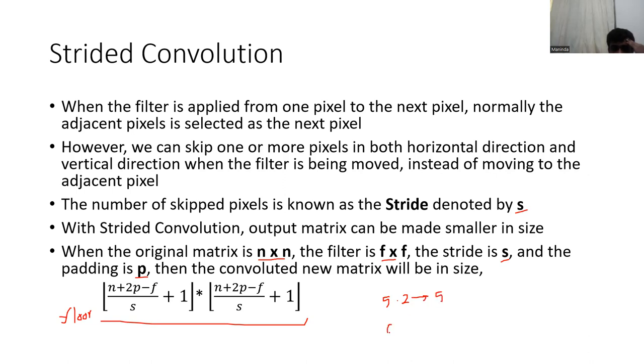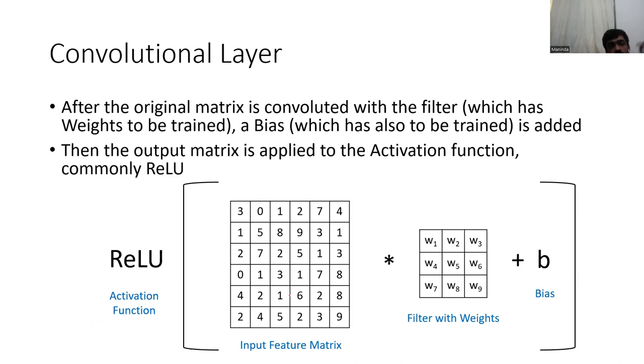If it is 6.8, still we take the value 6, right? Because we take the floor value, that is what is denoted by this, floor of (n plus 2p minus f) divided by stride plus 1. So that is the strided convolution, how to calculate the dimension of the strided convolution, right? And that is all about calculating convolutions in theory.